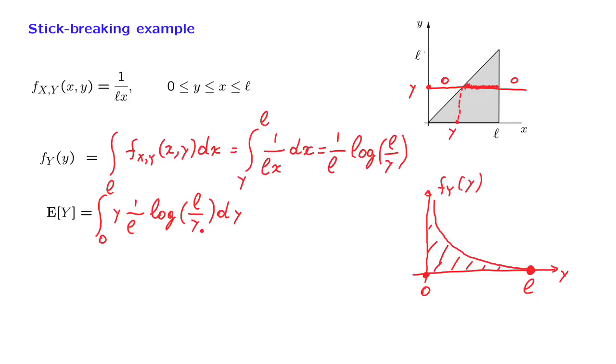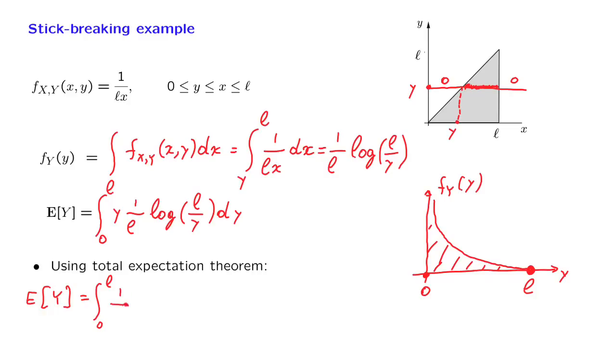So let us look for an alternative and more clever approach. The idea is to divide and conquer. We're going to use the total expectation theorem, where we're going to condition on x. The total expectation theorem tells us that the expected value of y is the integral over all possible values of the random variable x, which is from 0 to L, the density of x, which is 1 over L, times the conditional expectation of y, given that x is equal to some little x. And we integrate over all x's.